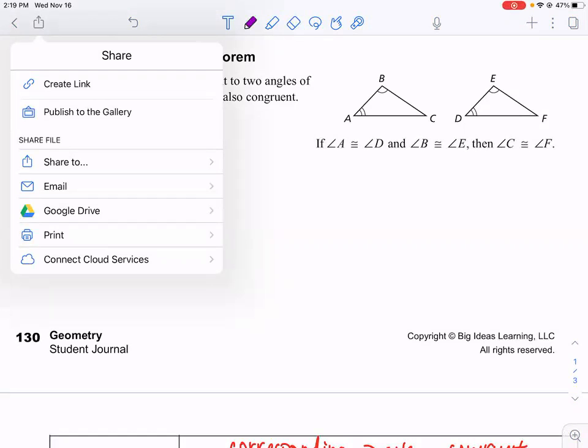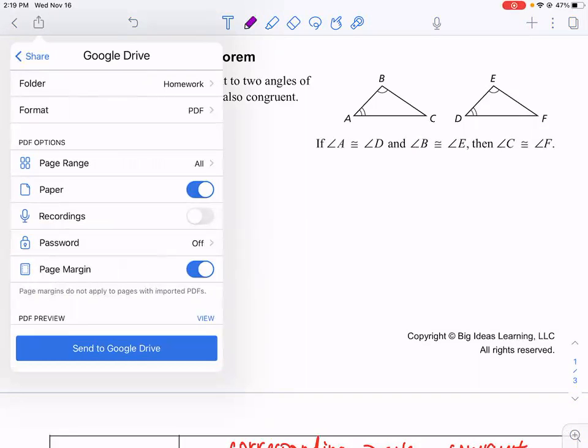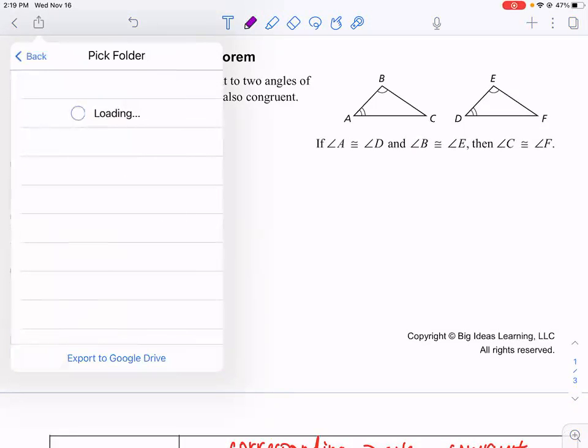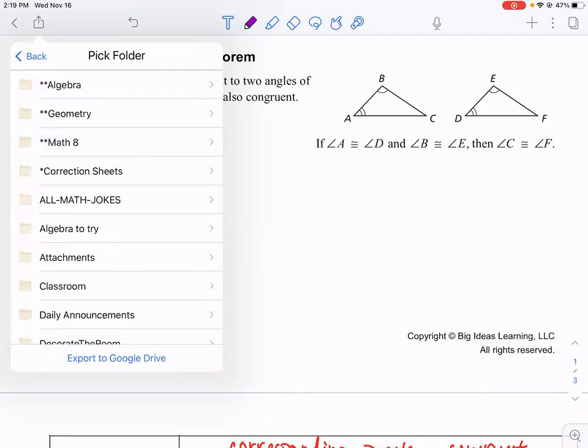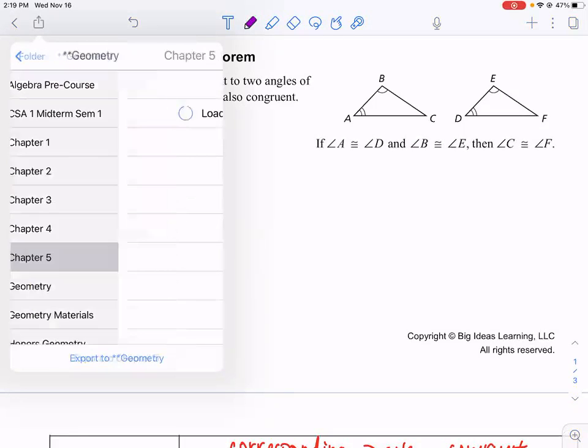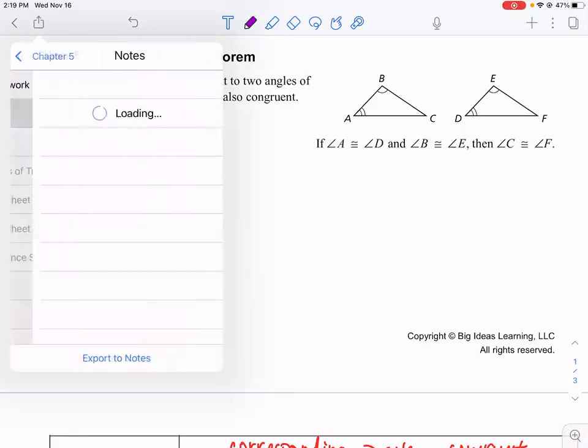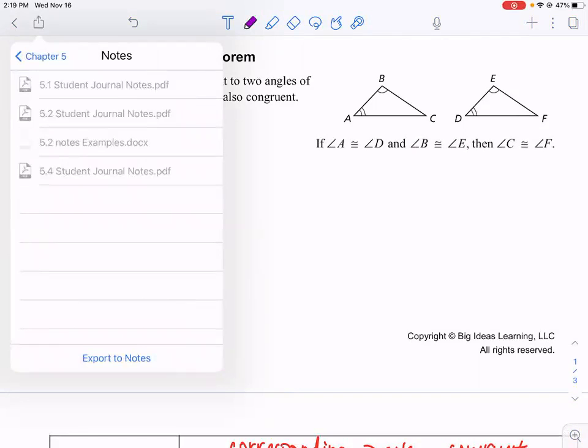I think we got this. Get out your student journal. How would you do it? Thanks. Wait, what are we supposed to do this for?